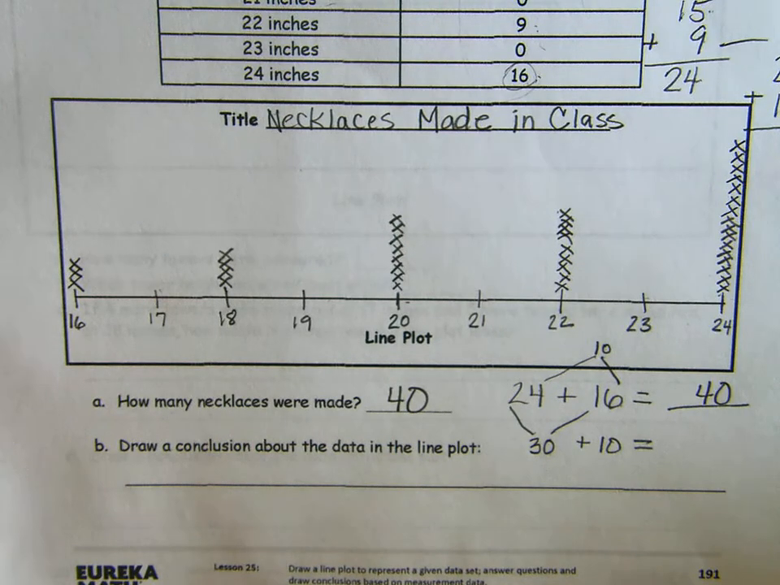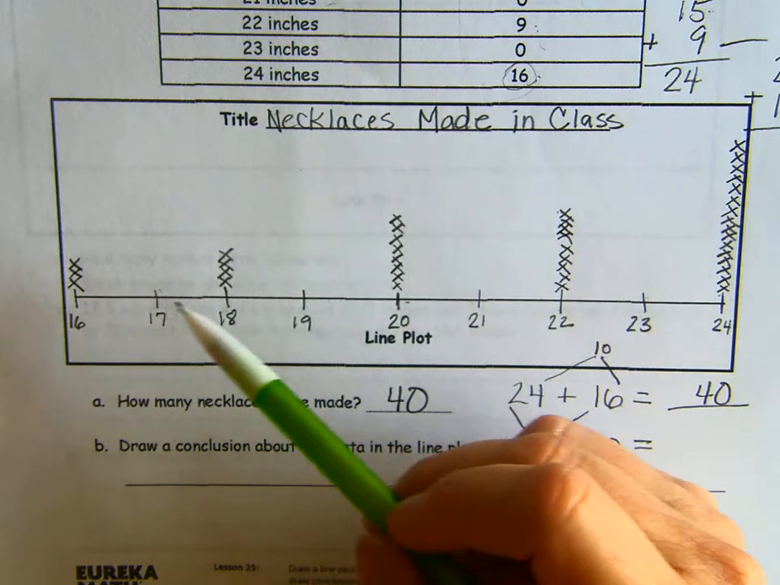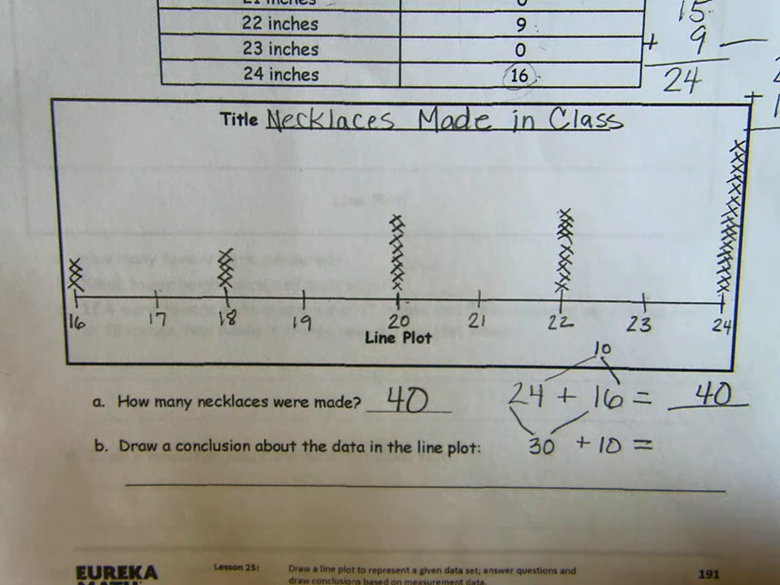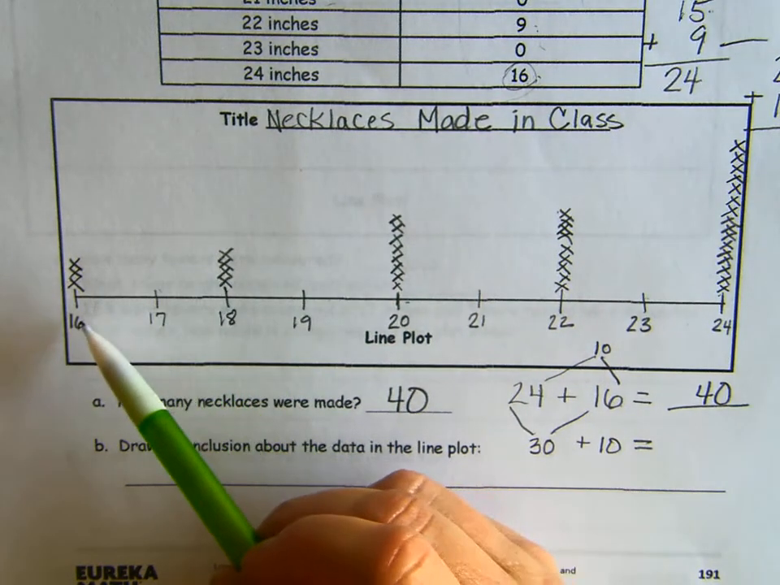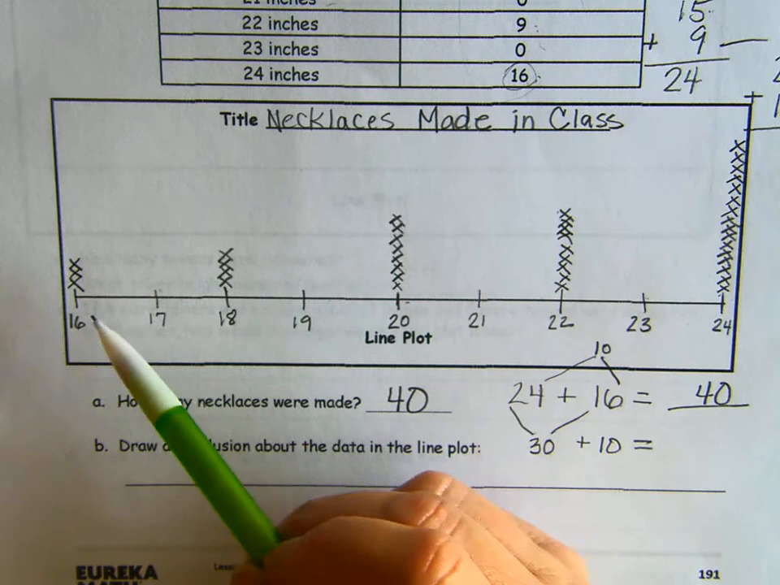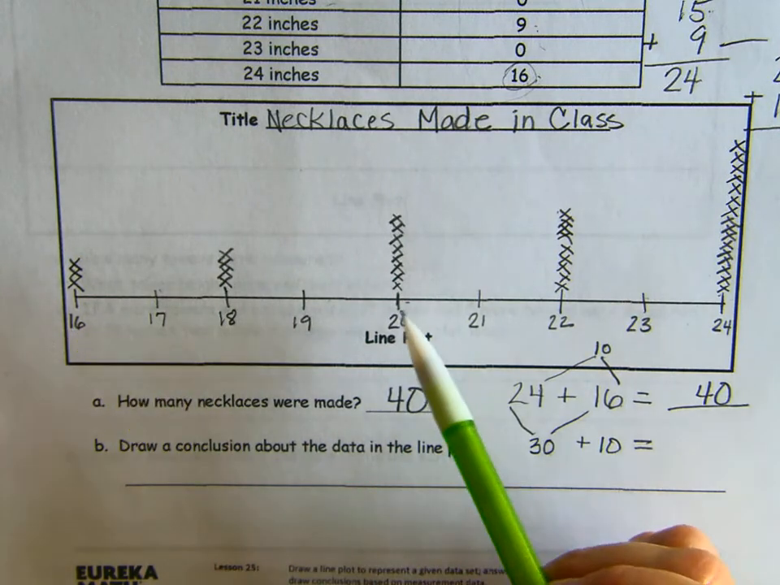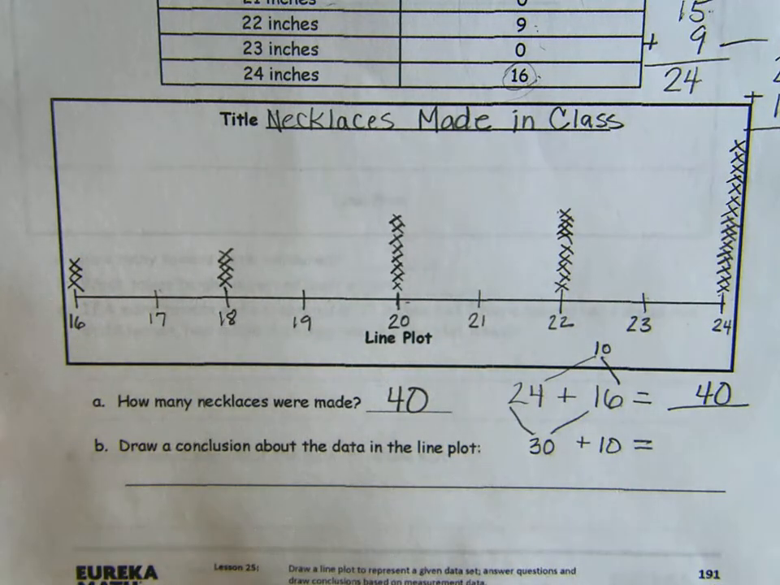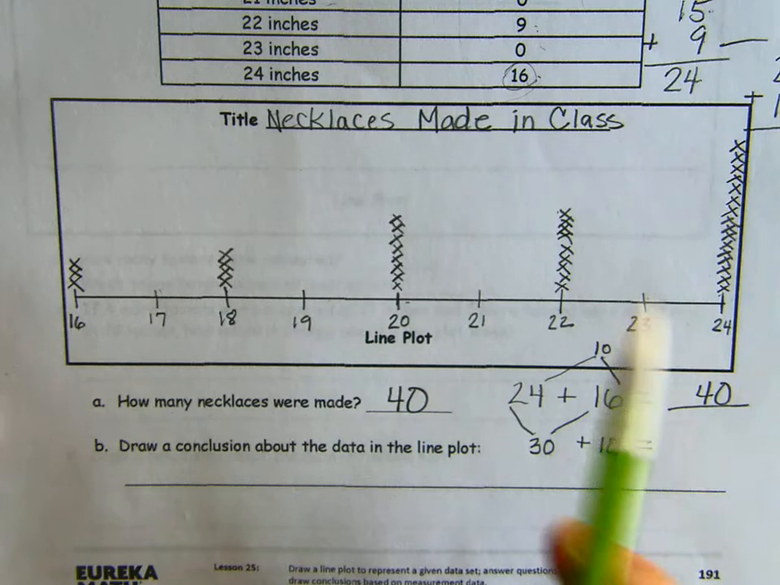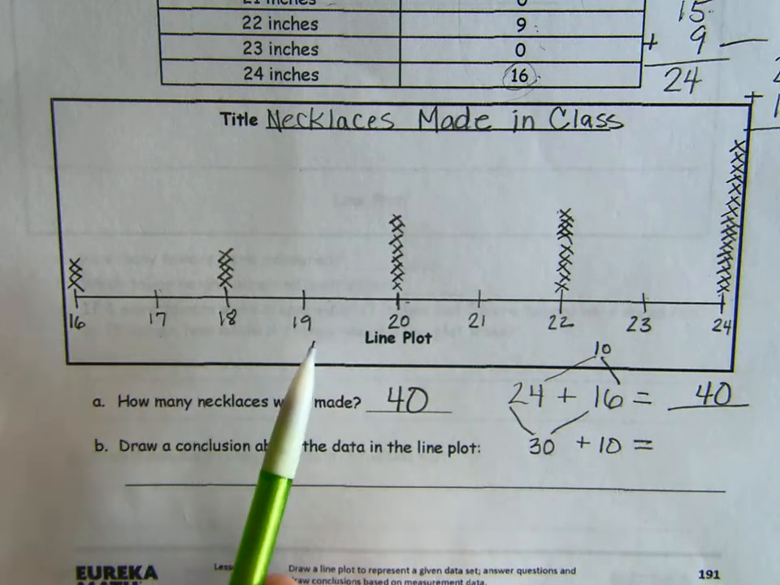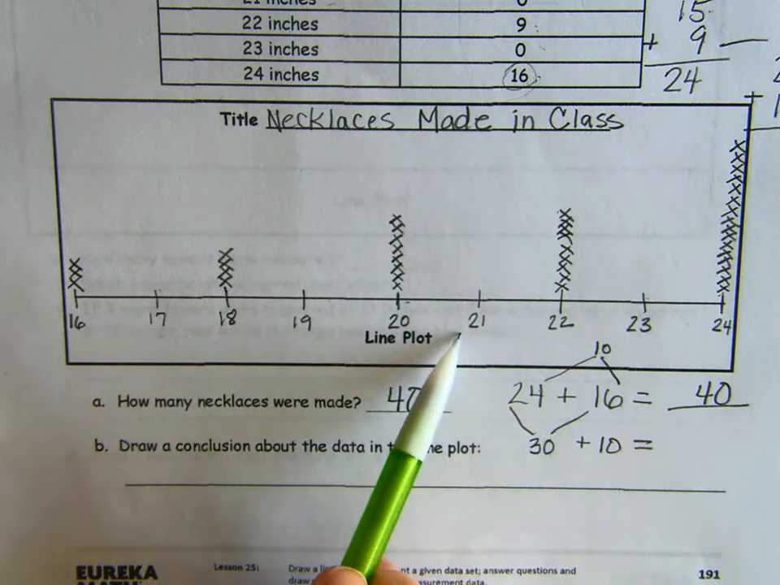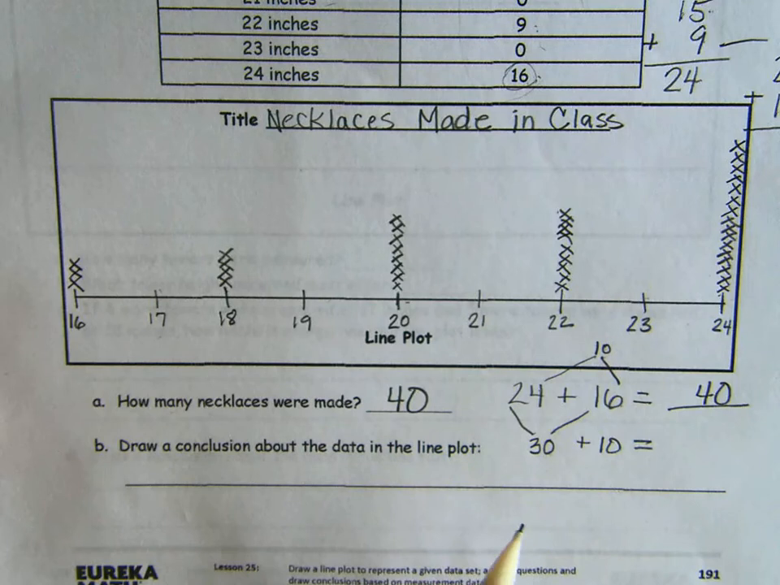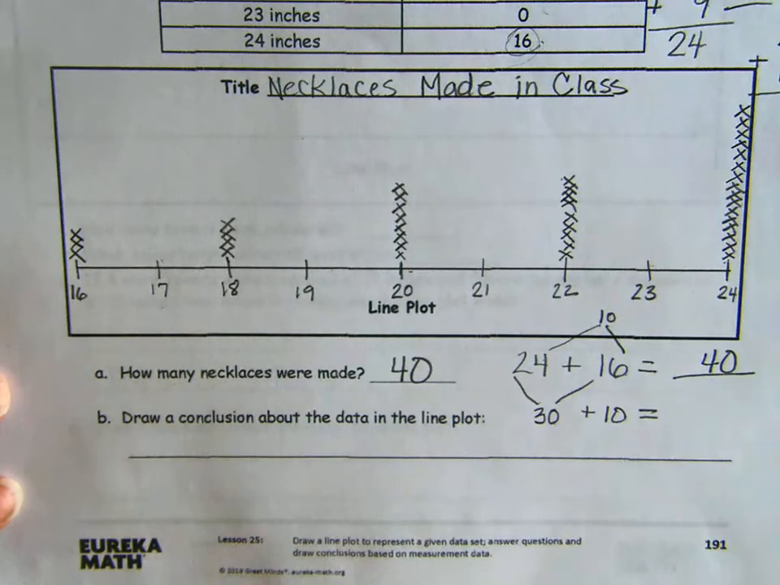Seems to me that people wanted to do longer necklaces. Very few people chose to do 16 or 18. The longer necklaces were more popular, but also people didn't use odd numbers, only even numbers. So I am going to write both of those things.